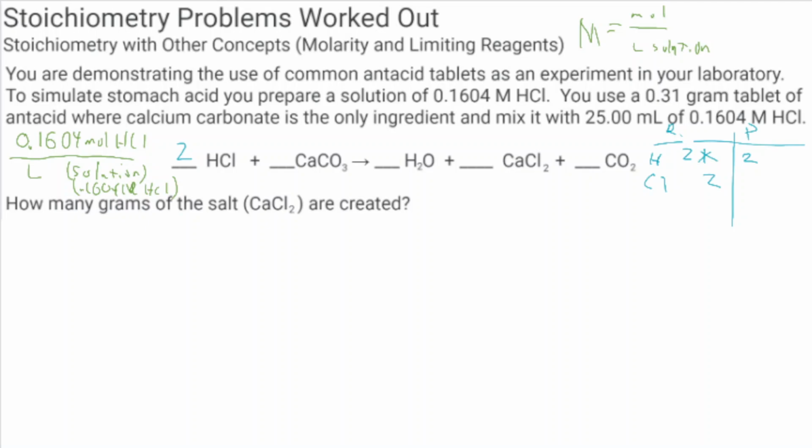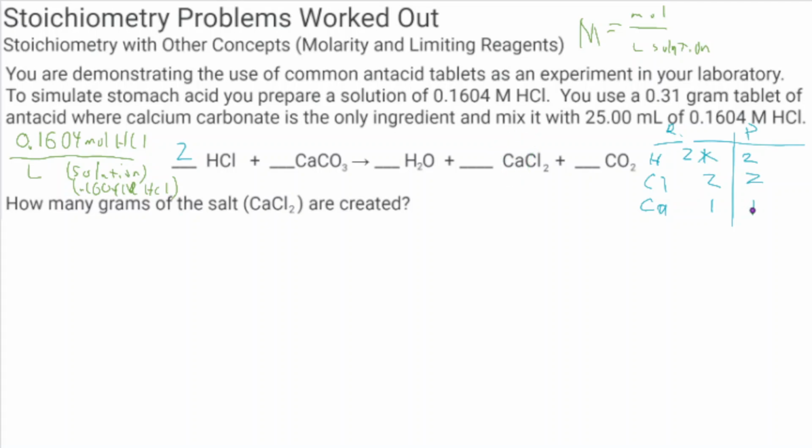Then I look at our product side. We have a subscript 2 right there, so we're going to have 2 chlorines. So those are good. Now we're going to look at our calcium, Ca. On the reactant side, we just have the single Ca. And then on the product side, we have a single Ca as well.